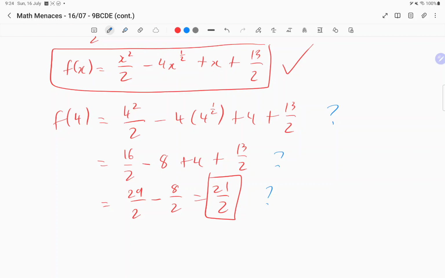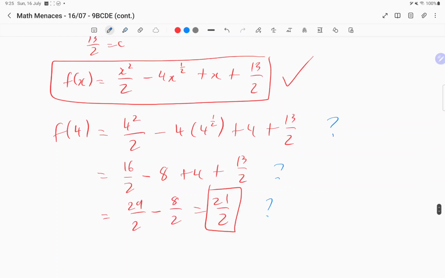Any mistakes? No. No? You sure? Sarah, do you see any mistakes in these 3 lines? Don't know. Did I substitute in 4 correctly into the first line here?